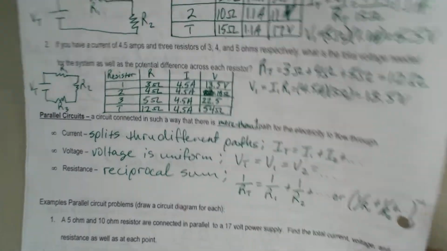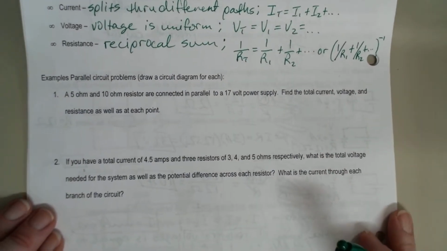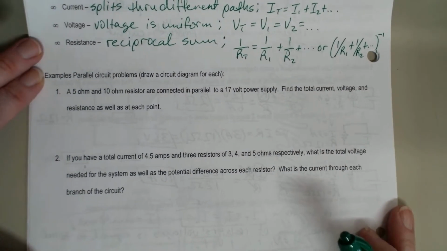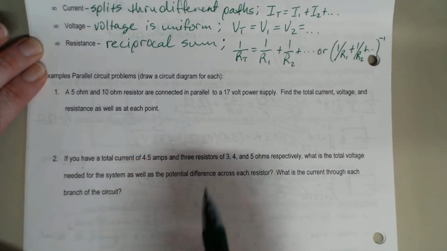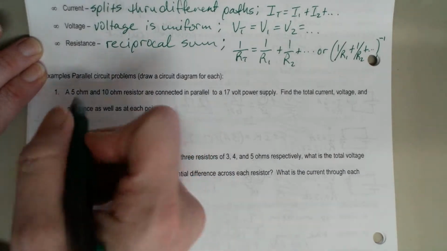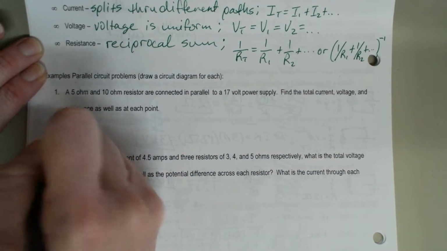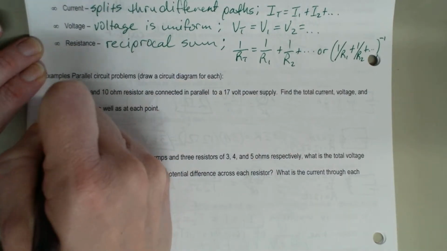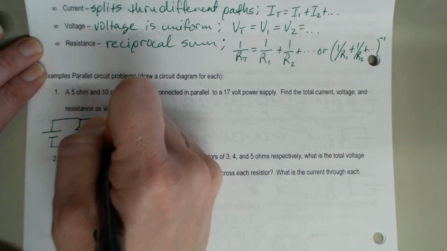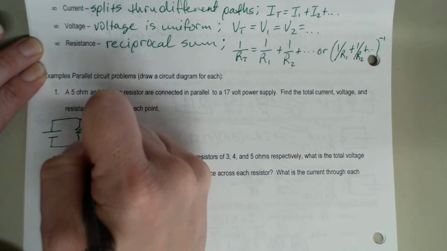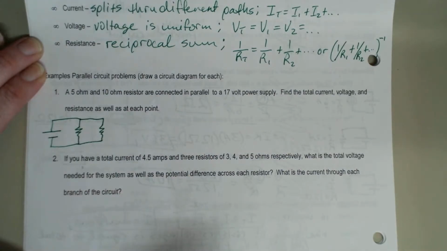Okay, so we're gonna jump right in with some examples. We have to draw each one. You have a 5 ohm and a 10 ohm resistor connected in parallel to a 17 volt power supply. So we're gonna draw that. You have your power supply, battery or something, and then there's a resistor. And in parallel, that means an alternate path that connects to the other path. So that's very different than series.